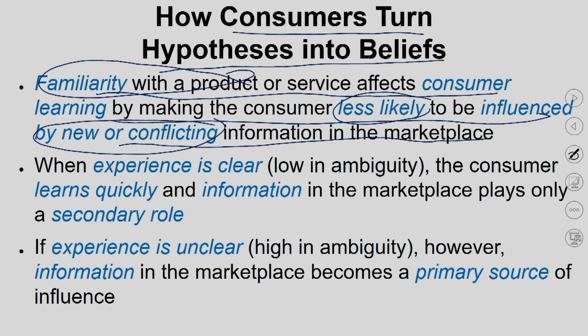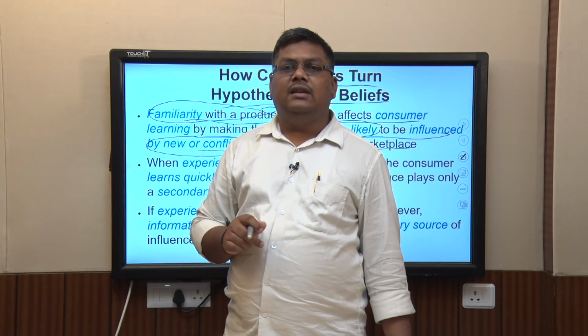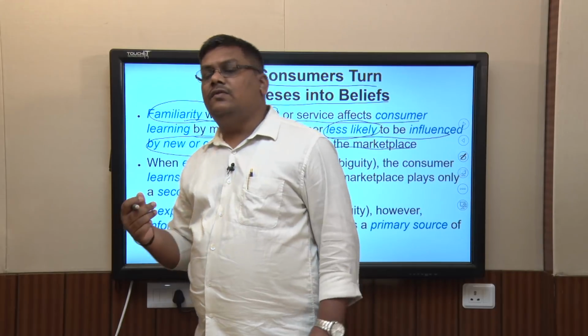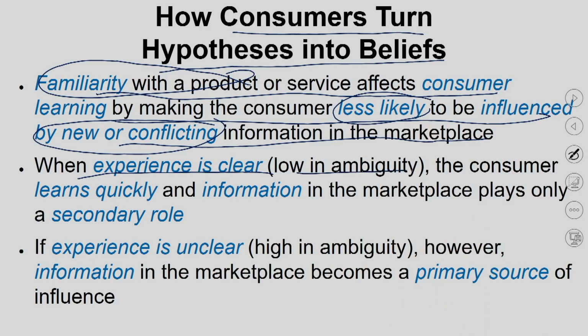If you are very familiar with an analgesic and you know that in no way a new compound can be there which can do this, the higher the chances of you resisting this information. Now, when experience is clear and low in ambiguity, when your experience of using this product is very clear, the consumer learns quickly, and information in the marketplace only plays a secondary role.